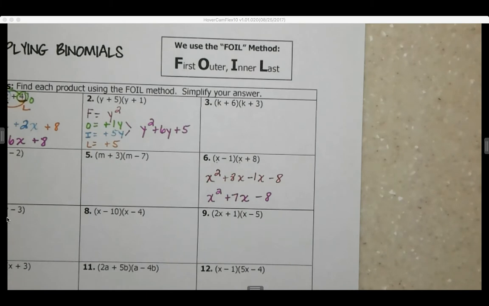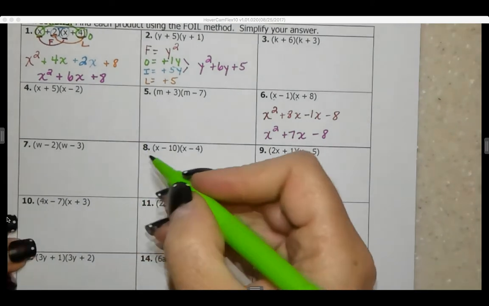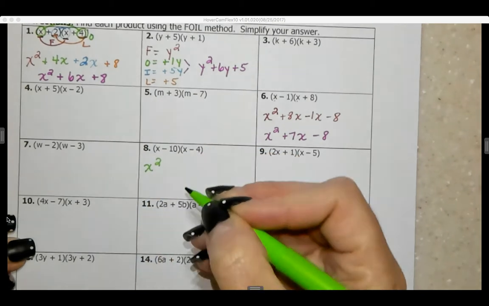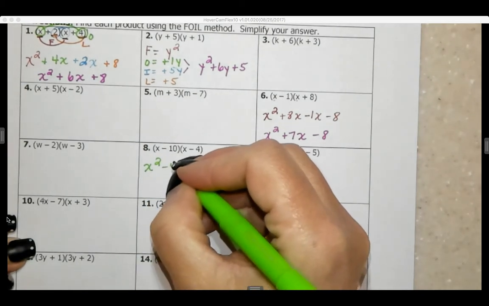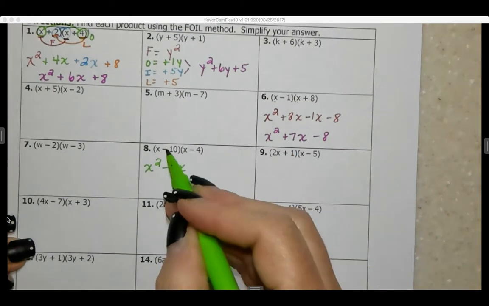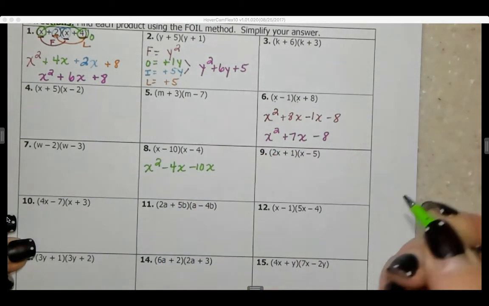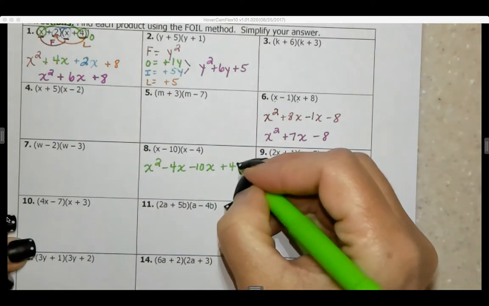Let's do some more with negatives. Let's try number 8. Change colors here. Ready? First, outer, inner, last. First, x times x. Outers, x times negative 4. Inners, negative 10 times x. And last, negative 10 times negative 4 is positive 40.